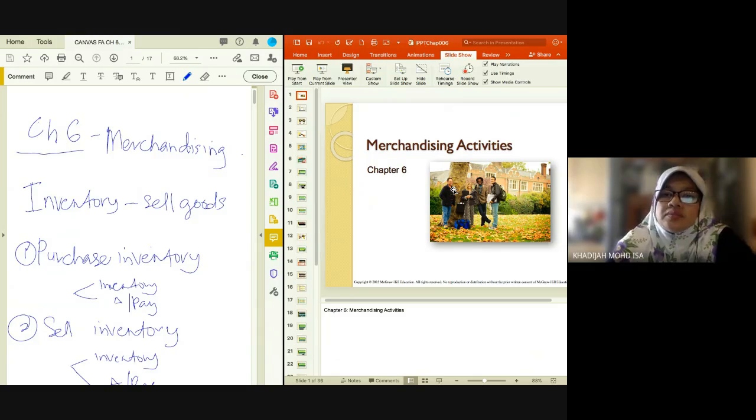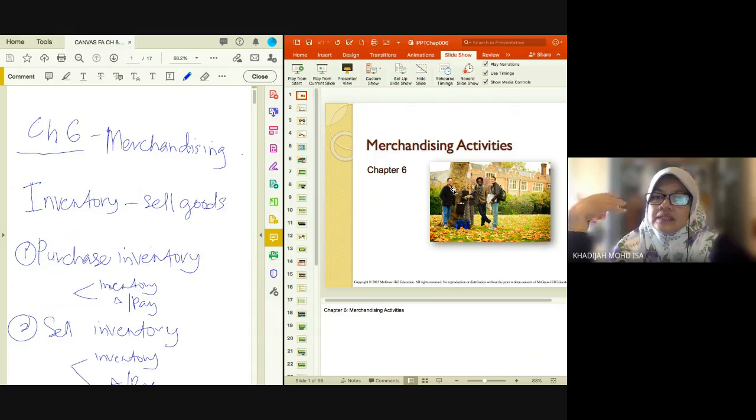So merchandising activities. What we have done all this while is that we have looked into an enterprise, for example, in the last class, an enterprise having a workshop. What they do is repair workshop. When they repair workshop, they earn revenue, so you have to record that as a revenue, and then expenses incurred in delivering that service will be recorded as your expenses. But today we are going to look into another topic, which is merchandising activities.